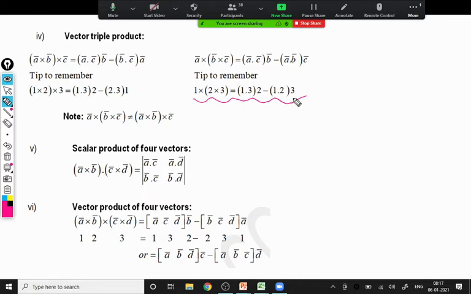Any doubt in the definition? Because it's just a definition. Actually, it says that A cross B cross C can be calculated by this formula also. There is no alternative to learning this formula by heart. You should remember the formula to get a quick solution for triple products.